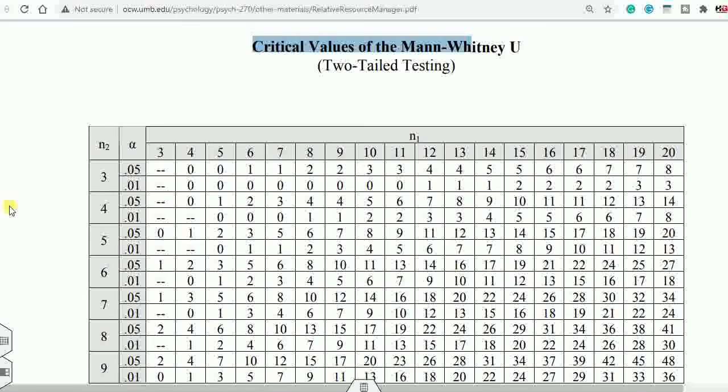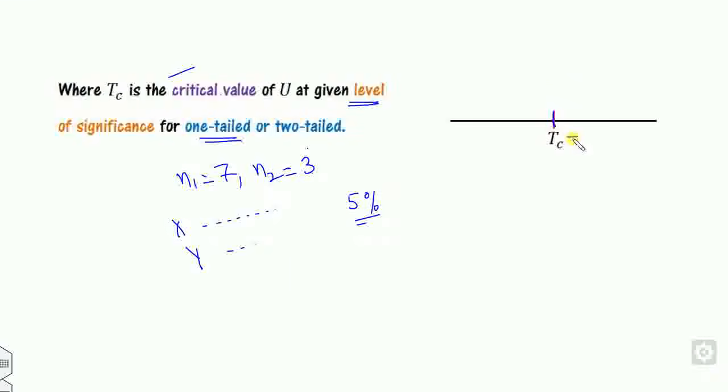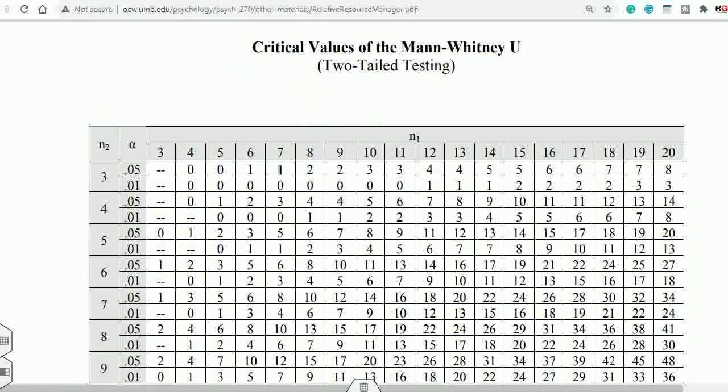So what is the value of U at 5%? This is the value corresponding to this. It depends on the various values of n1 and n2. Similarly, this is for the two tail.